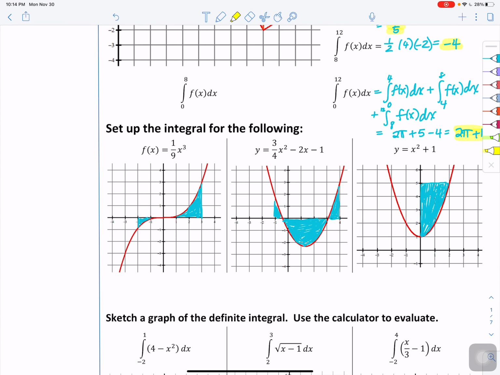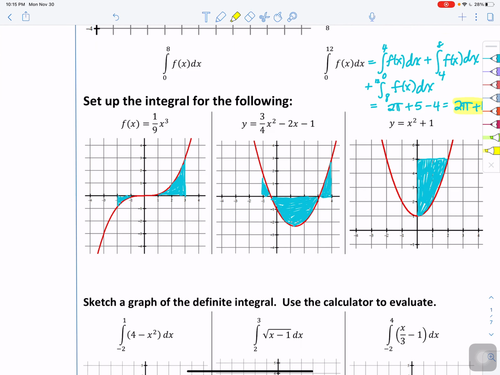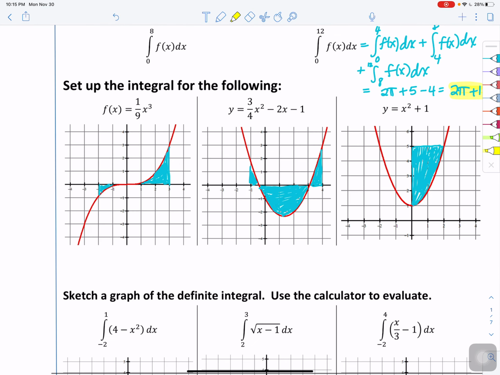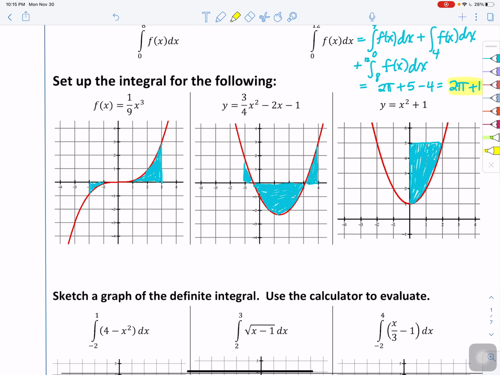Okay, moving on. I've asked you to set up the integral for the following. And you might say, whoa, I don't have those areas shaded. So please pause the video and shade these areas that I have given you, shown here in the blue. So after you've shaded these in, now you've come back, and I would like you to set up the integral that represents that shaded area.